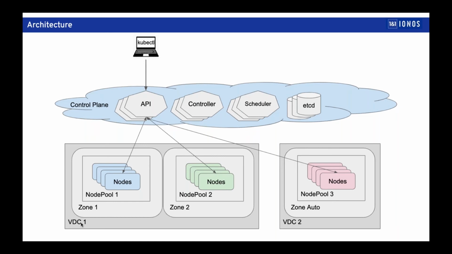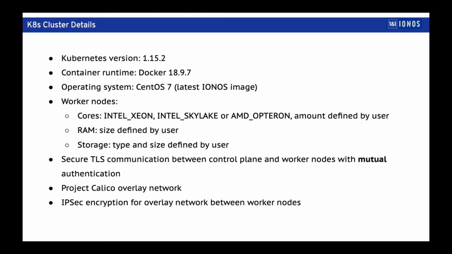Let's take a look at the cluster details. Currently, we are deploying Kubernetes version 1.15.2. You might see changes later on. As time arises, we will certainly also offer newer versions for that. The container runtime we have chosen is Docker, and this is the current 18.9.7 version.